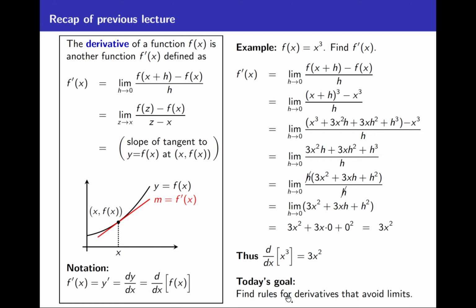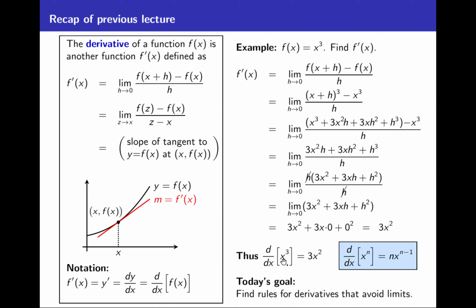So to remedy that, today's goal is to find rules for derivatives that avoid limits. One of the big rules that we're going to come up with today is called the power rule. In fact, that's the first thing we'll do, and it's going to tell us what the derivative of a power function, x to the n, is. I'll give you a little sneak preview. Here it is. The derivative of x to the power of n turns out to be n times x to the power of n minus 1.